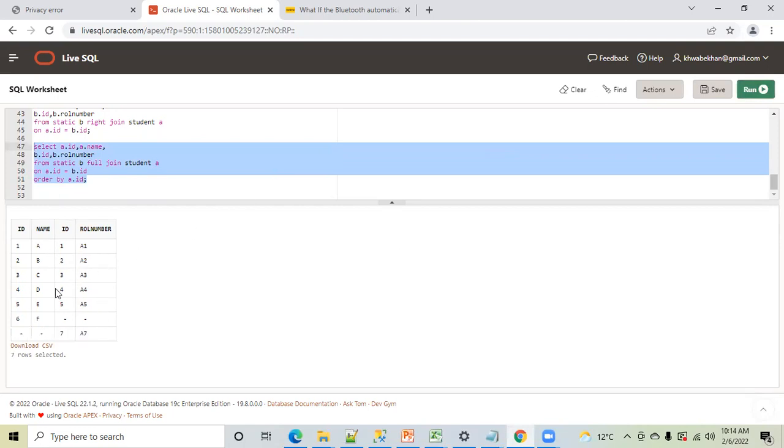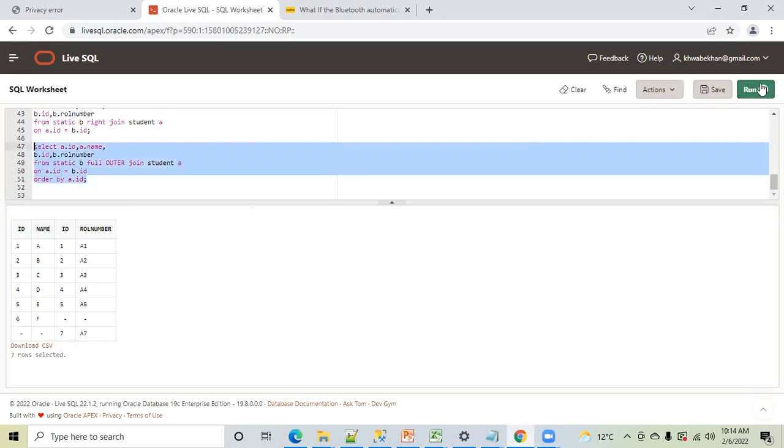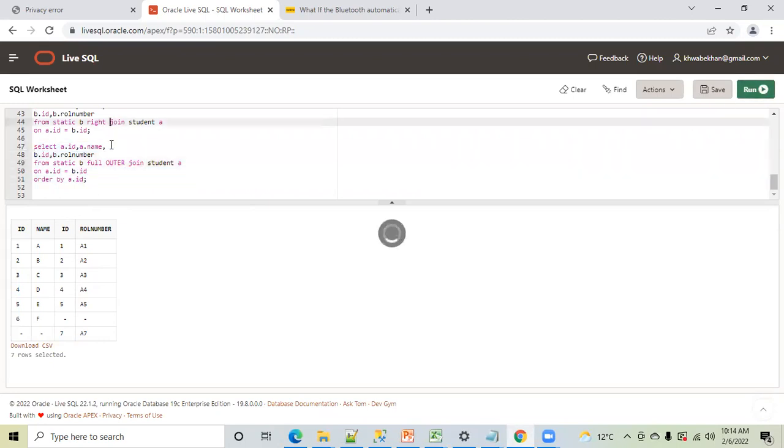Okay, it is working, correct? Yeah, it is fine. But make it a habit. I'm not sure whether any other database will accept it or not, so make it a habit of writing full outer, right outer.